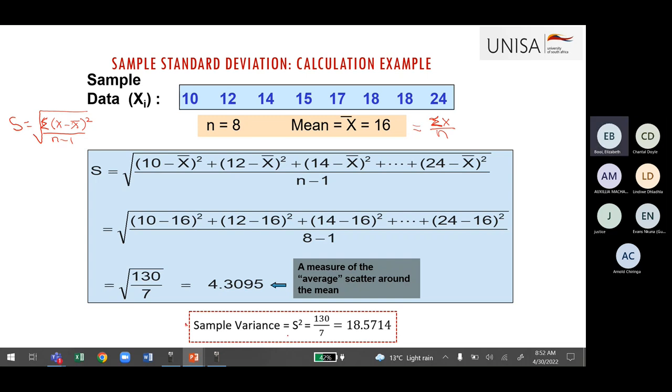It is your sample variance, and it is the same as 18.5714, or 18.57 if I leave it to 2 decimals. If I take the square root of 18.57, I will get 4.3095, which is my standard deviation, which shows me the measure of the average value scattered around the mean, which means my data is 4.3 away from the mean, or far apart from the mean. And that tells me what the standard deviation is.